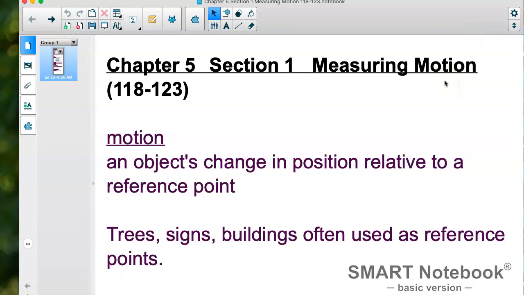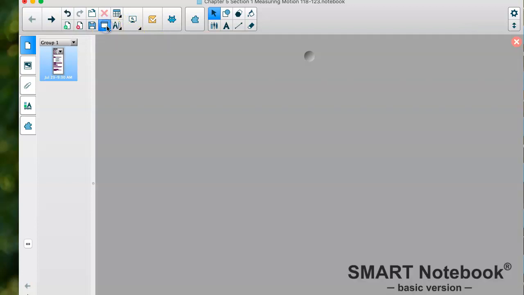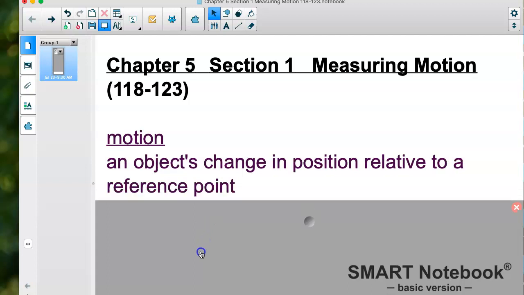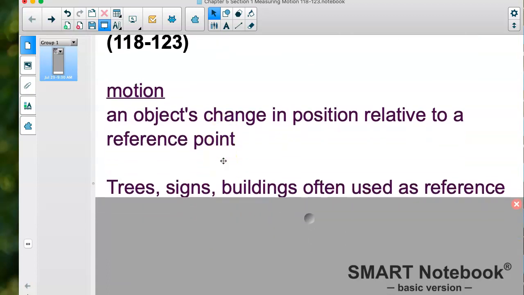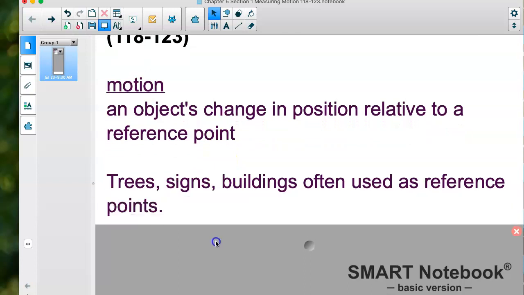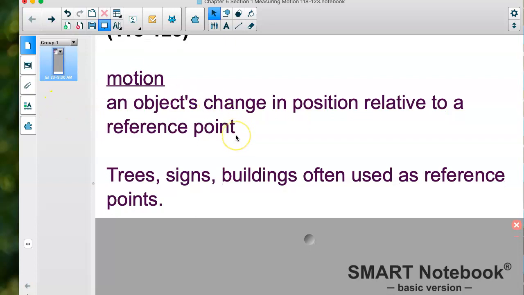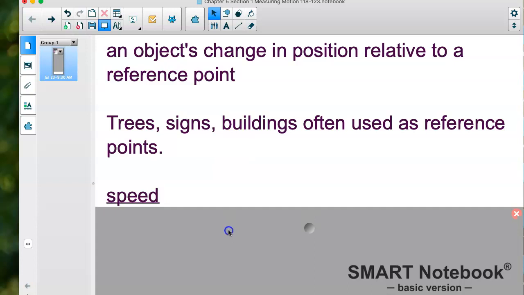So we talk about the word motion a lot, and basically it's just the change in position relative to a reference point. And they talked about things like trees, signs, buildings. We use those as reference points. In fact, we use those as reference points also related to kind of like where things are. So that's very familiar to you, hopefully.